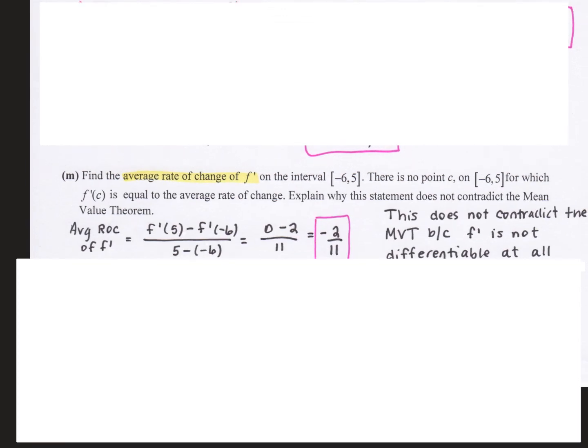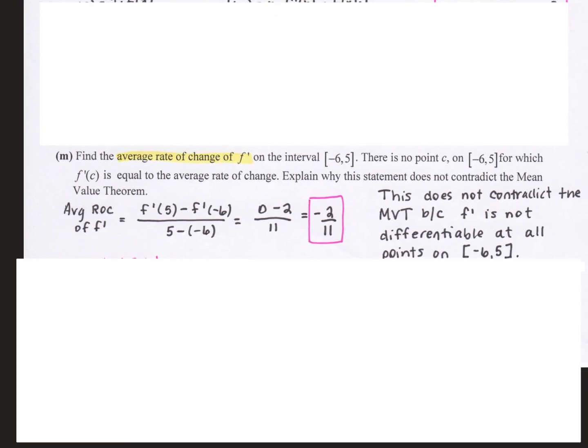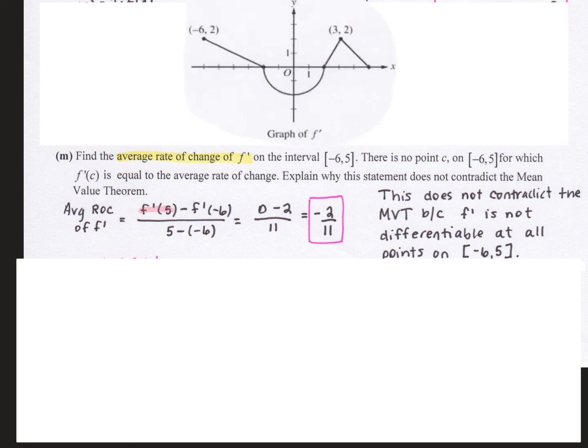Part M is asking me to find the average rate of change of f prime on the interval negative 6 to 5. So I just use that average rate of change formula for f prime. So f prime of 5 minus f prime of negative 6 over 5 minus negative 6. To evaluate f prime of 5, this is the f prime graph. I'm just pulling the function value. So here at 5, my function value is the 0. F prime of negative 6, I look here, and at x equals negative 6, my value is 2, so that's my 2. And 5 plus 6 is the 11, so I get negative 2 over 11.